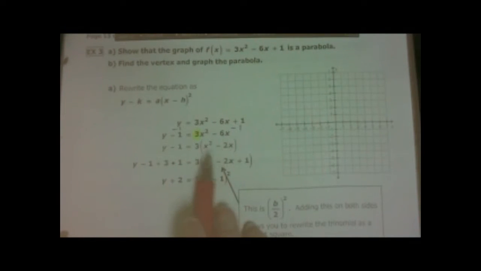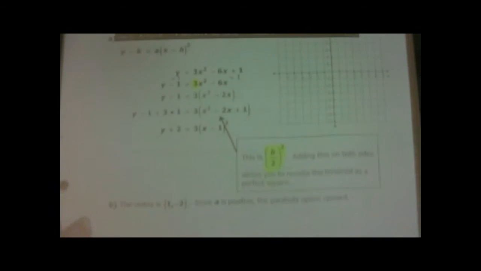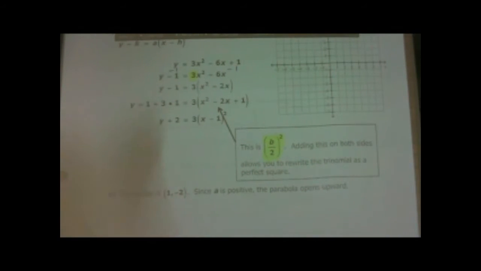Now, I want this to be a trinomial that is a perfect square trinomial, just like I did in the completing the square method. So I need a c here. My formula to find c is the same as it was before. b over 2 quantity squared. So my b is -2. So -2 over 2 quantity squared. So what I'm going to add in my parentheses is a 1.